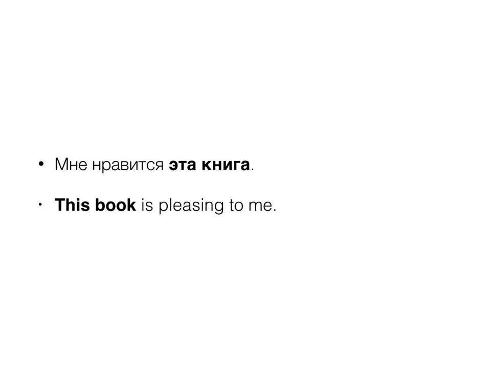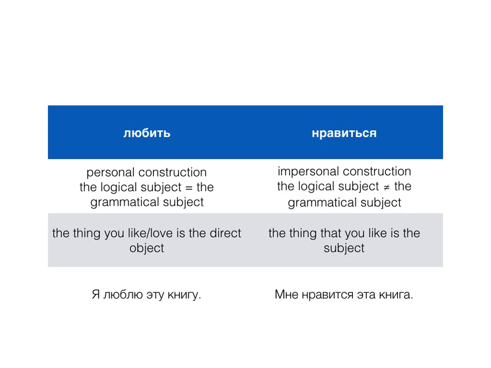then it becomes clear that the book is the subject of the sentence and the book is the thing that is pleasing to the person here, to me in this case. So it's kind of an impersonal sentence. Мне нравится эта книга.